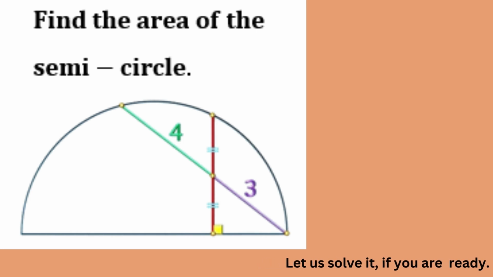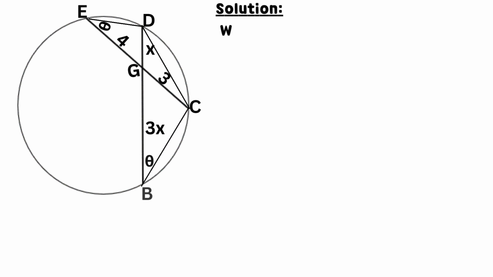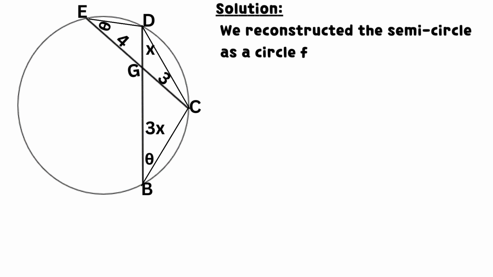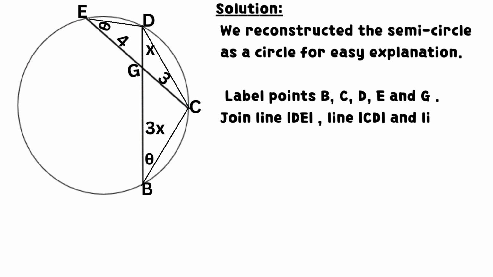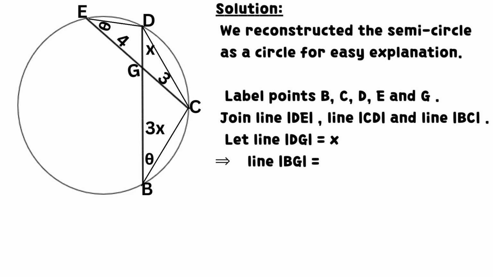Find the area of the semicircle. We reconstructed the semicircle to be a circle. For easy explanation, label points B, C, D, E, and G. Join line DE, line CD, and line BC.